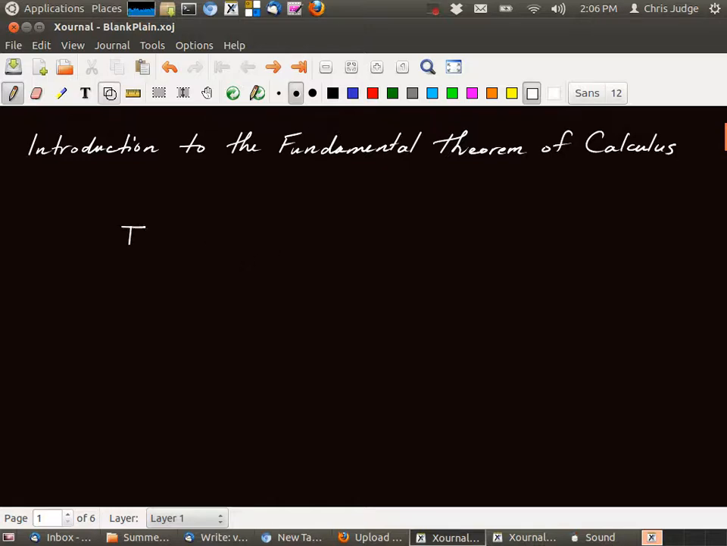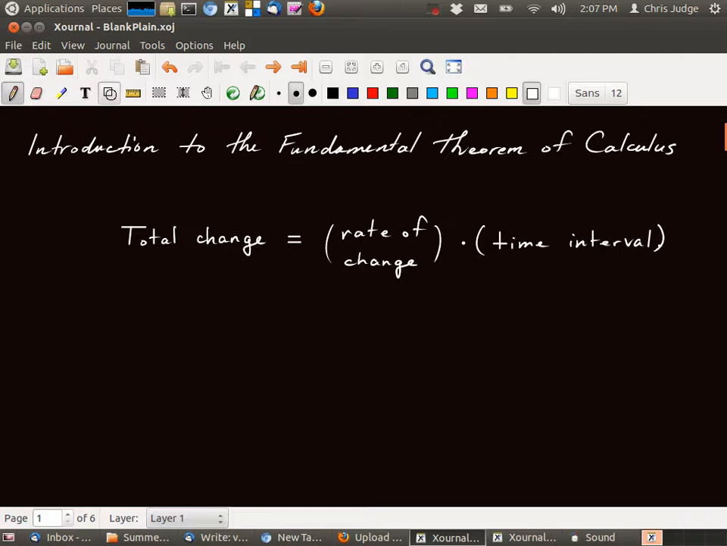We wanted to figure out the total change. And the basic formula is total change is equal to the rate of change times the time interval length. So if it's 5 hours, we put 5 hours, and then a rate of change, and that gives us the total change. And then we could do this over individual subintervals, and that led to the idea of Riemann sums.